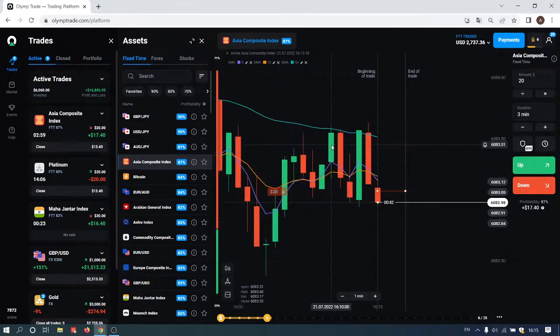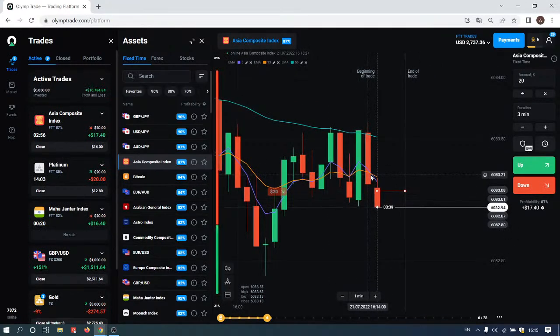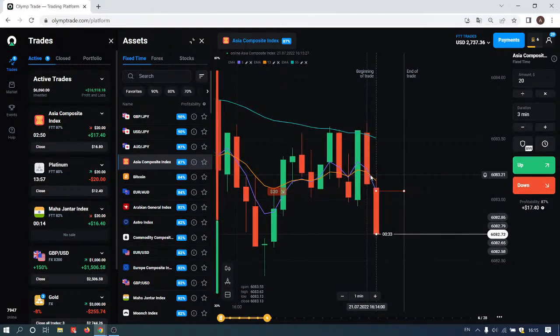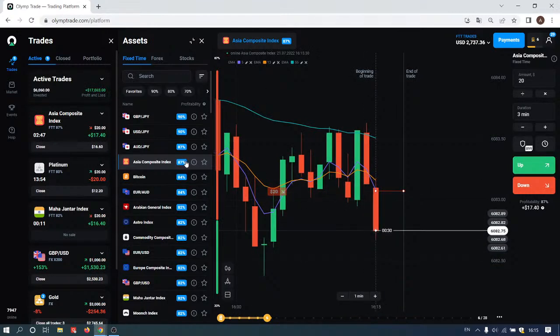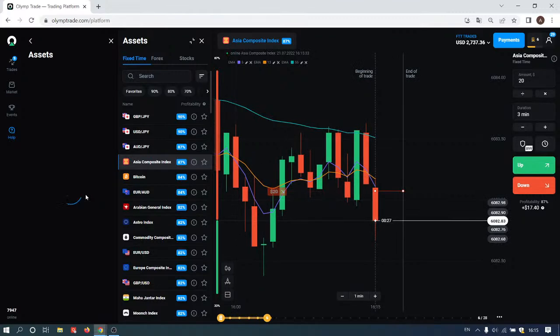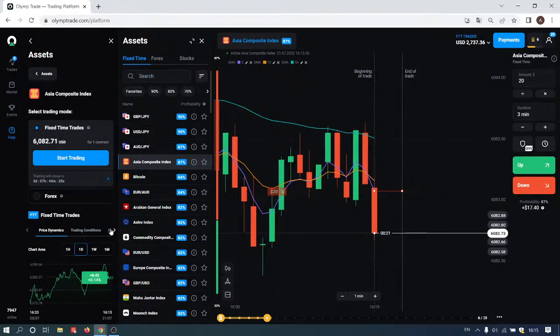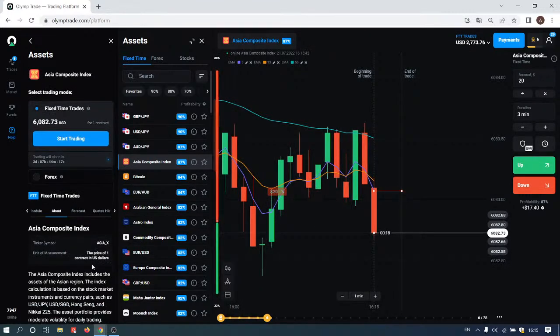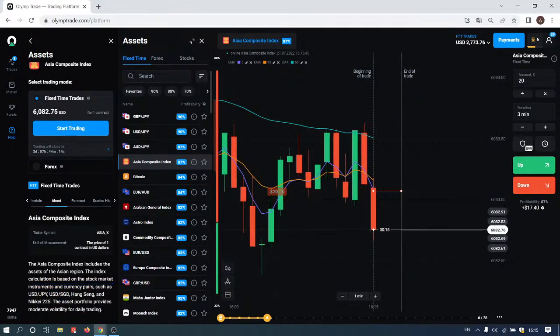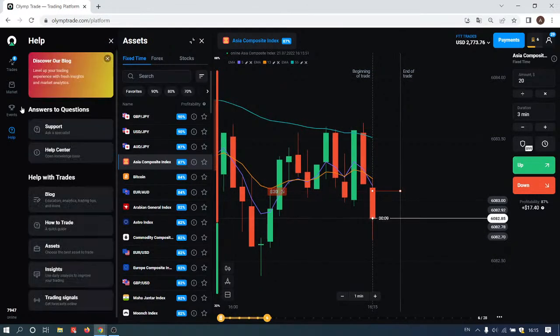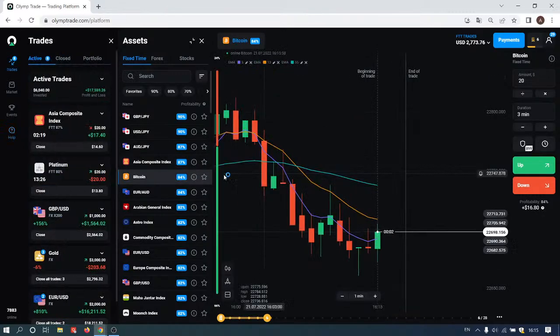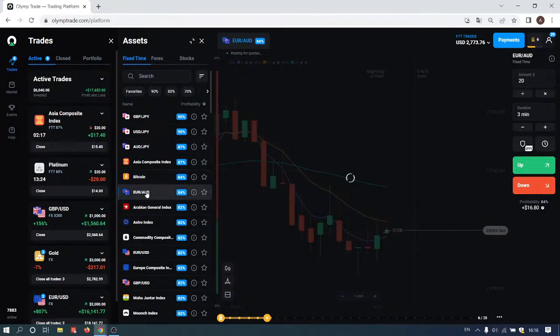Let's try this one, Asia Composite Index. This composite index basically represents USD, the Singapore dollar, the Japanese yen, and I think the Hang Seng index, and a few more indices. Whenever you're in doubt about what this asset is, how to trade it, and what kind of news to watch for, you want to go here and read. So USD JPY, USD SGD, Hang Seng, and Nikkei 225. Based on these Asian assets, oh, discover our blog. Our blog is back, guys. You can get some information on this asset.